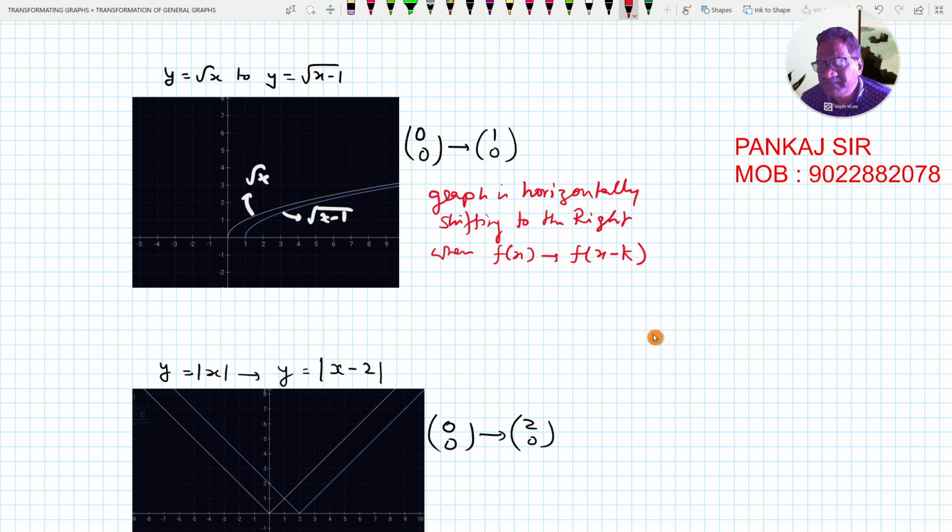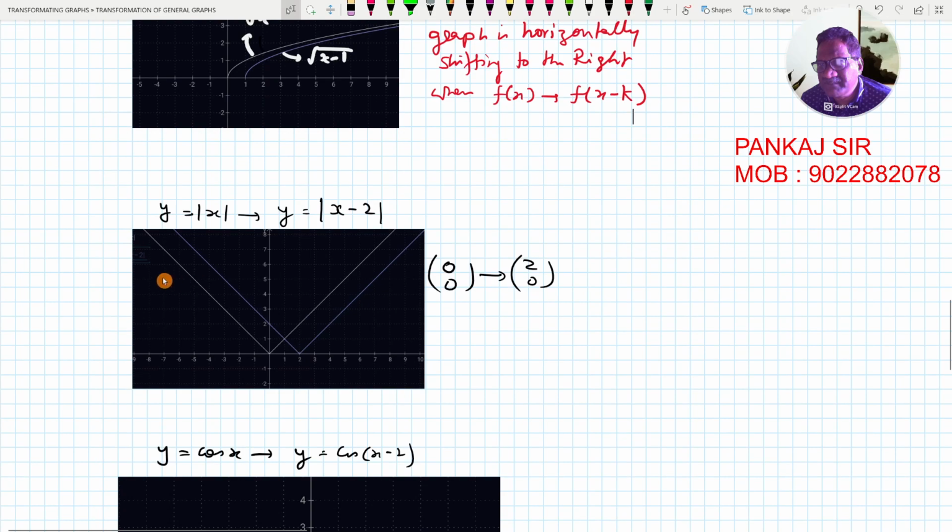Okay, so this is what is known as horizontal shift to the right and to the left. There's one more example, modulus of x. You can see this white graph is for modulus of x, and this blue graph is for modulus of x minus 2. So when you do x minus 2, the graph will be shifted again, a horizontal shift of 2 units to the right. It will be right because this time it is minus, right?